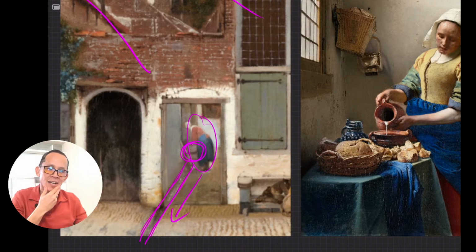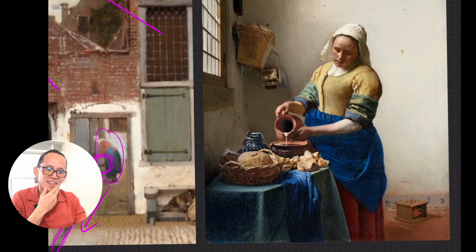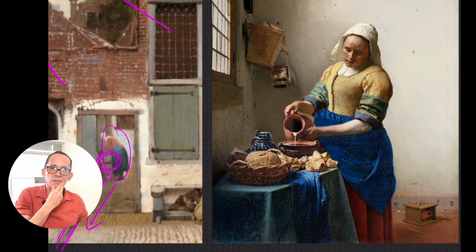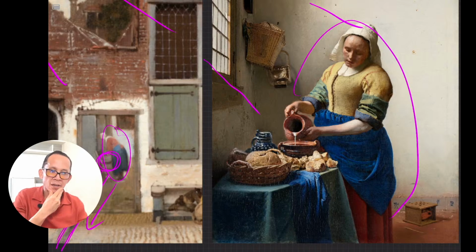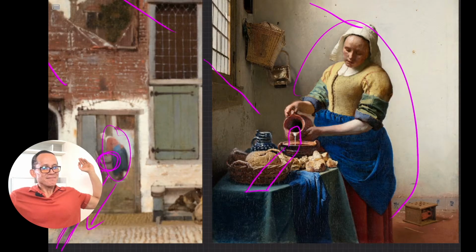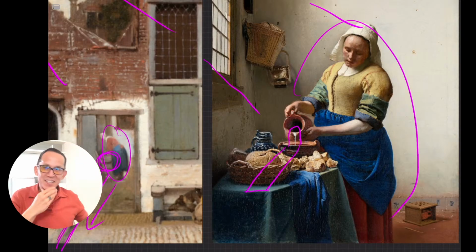Where have we seen that before? Light from the upper left, illuminating a woman, pouring water. You see it, my friends? When I saw this, I was like, oh my goodness.